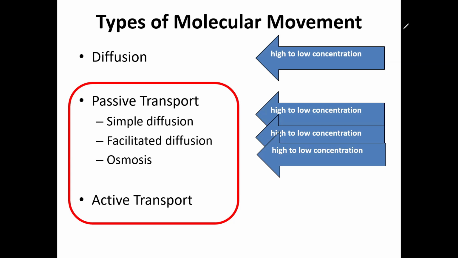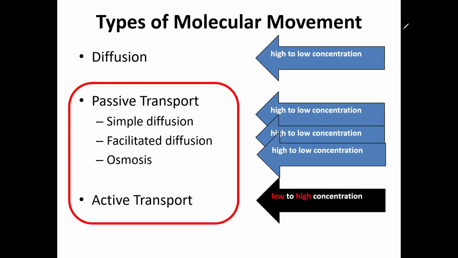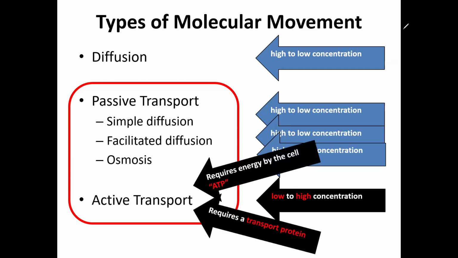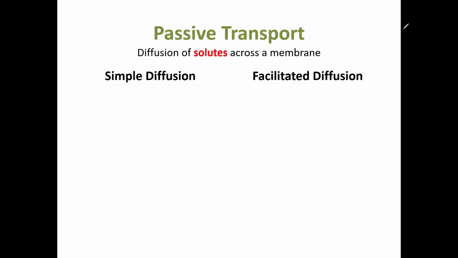Then the next one is active transport. Active transport is a transport of molecules from the region of lower concentration to a region of higher concentration. So you see, this is the one that differs from the others, going from low to high concentration, and it requires the use of ATP, that is energy from the cell, and it also requires transport proteins.